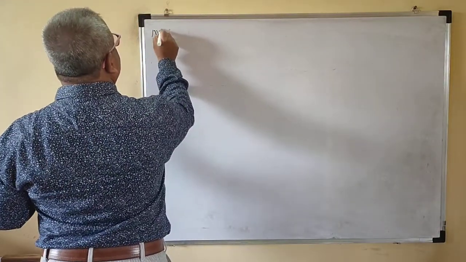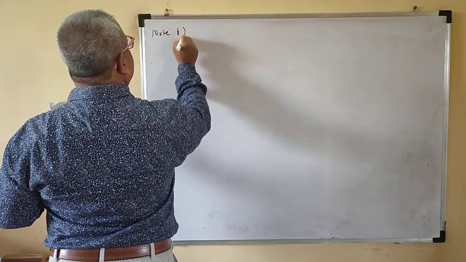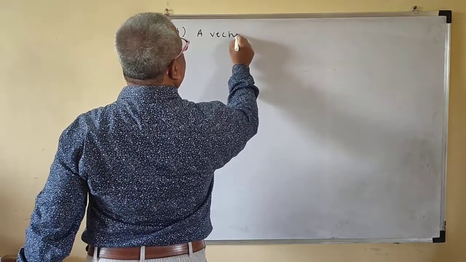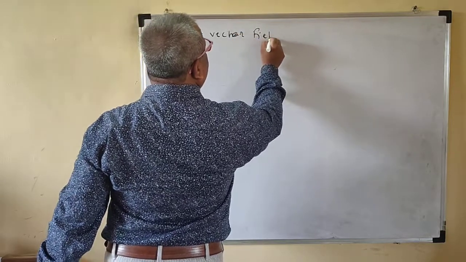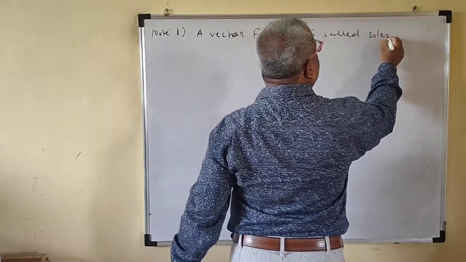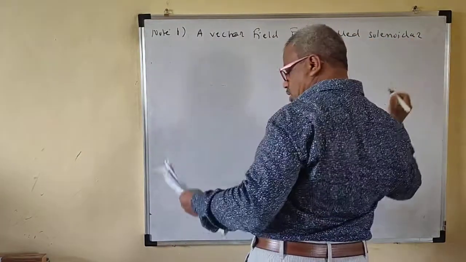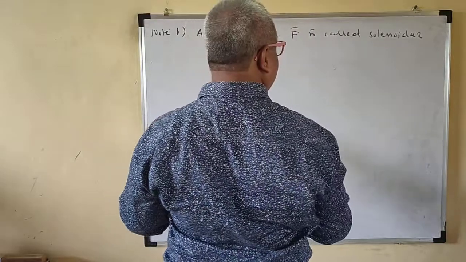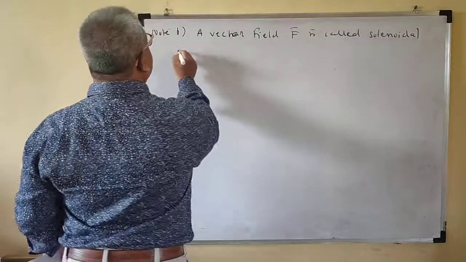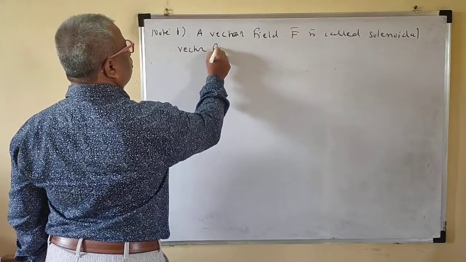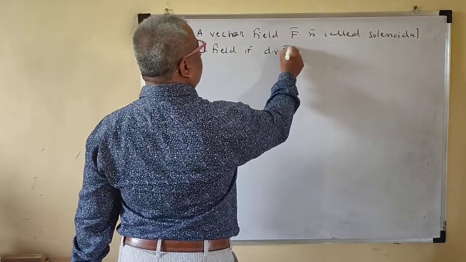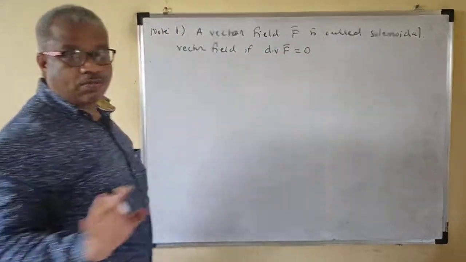We write only the note 1. Okay. Note 1. A vector field, a vector f bar is called solenoidal, the solenoidal vector field, if divergence of f bar is equal to 0, not 0 bar.